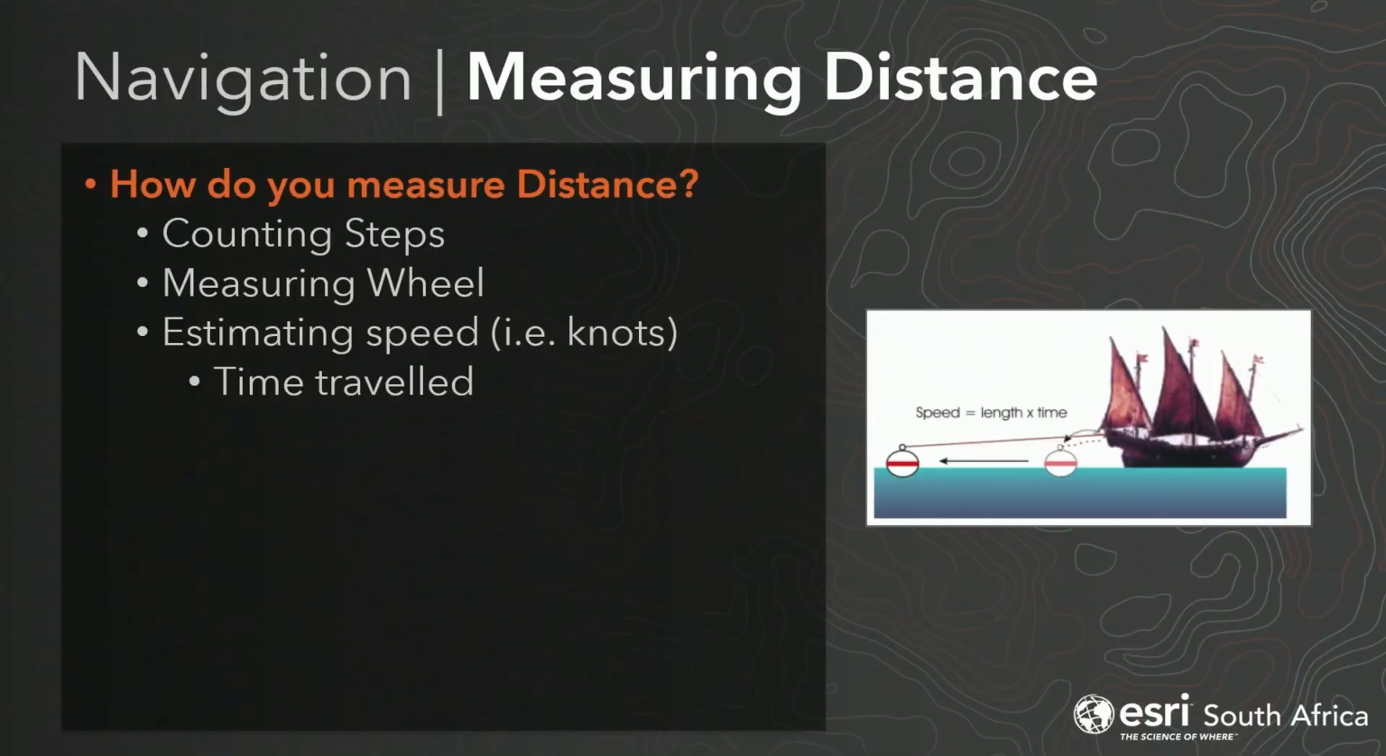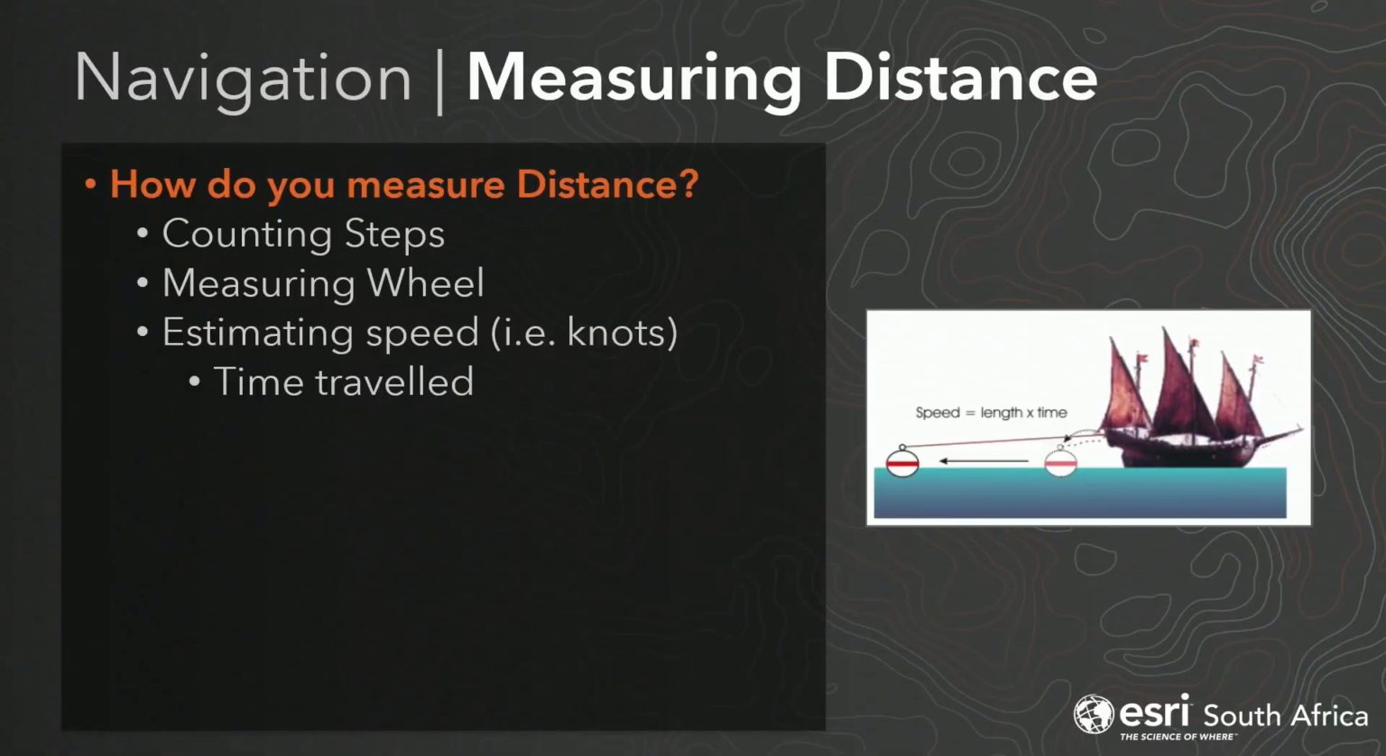You've all seen engineers walking around with measuring wheels, a wheel that they roll along the ground, and it counts every time there's a revolution, and that is a way of also measuring distance. You've most likely all heard about the term knots, and if you're in the sailing community or in the aeronautical community, they use the term knots.